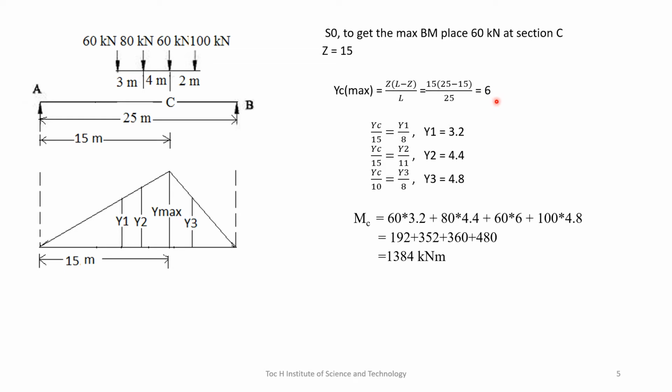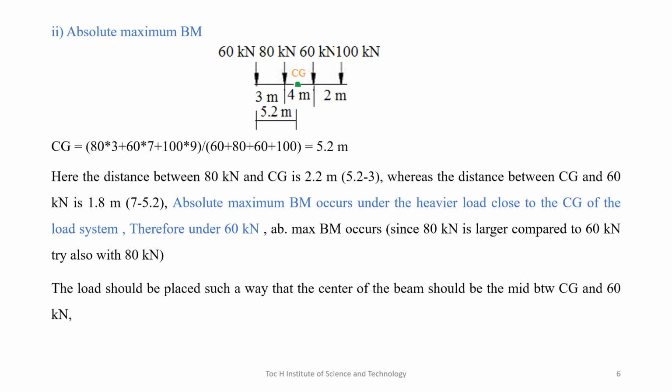Okay. Now consider the properties of similar triangles, obtain y1, y2 and y3. Now the maximum bending moment, that is MC, is equal to 60 into y1 plus 80 into y2 plus 60 into y max plus 100 into y3, and we got it as 1384 kilonewton meters. Okay, now the absolute maximum bending moment.